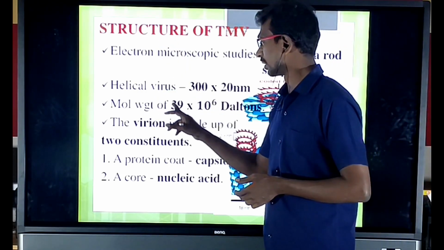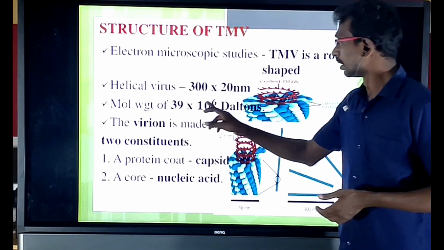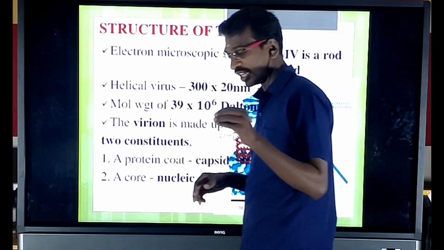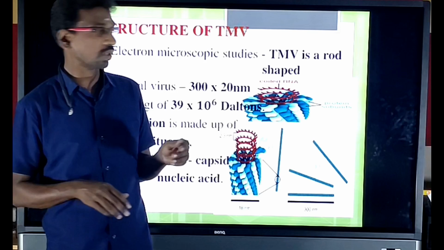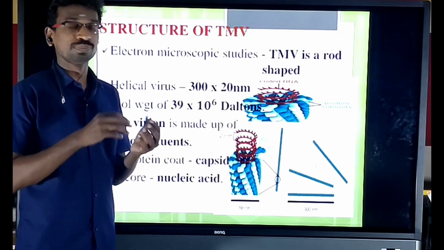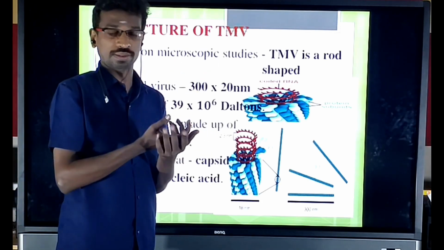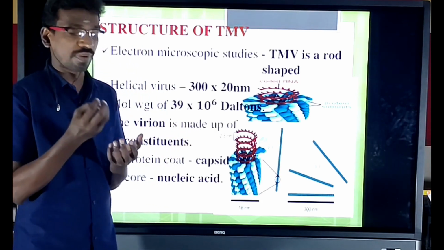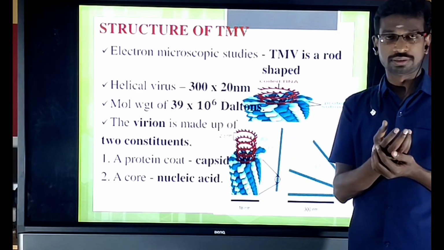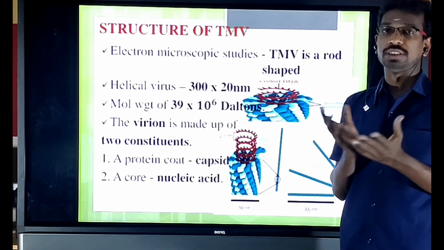The molecular weight of this virus is 39 into 10 to the power of 6 Dalton. The virion, that is the infective form of the virus, or viruses are generally called virions. The virion is made up of two constituents, mainly the center core, that is the genetic material. It is covered by a number of smaller units of protein, that is protein subunits. Okay, that is called capsomere. The collection of capsomeres is called the capsid.